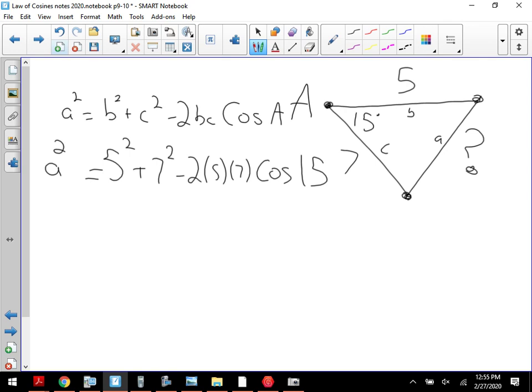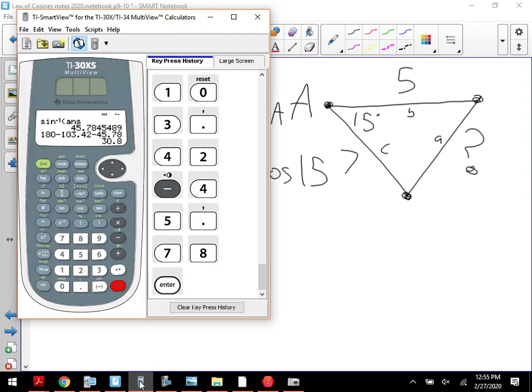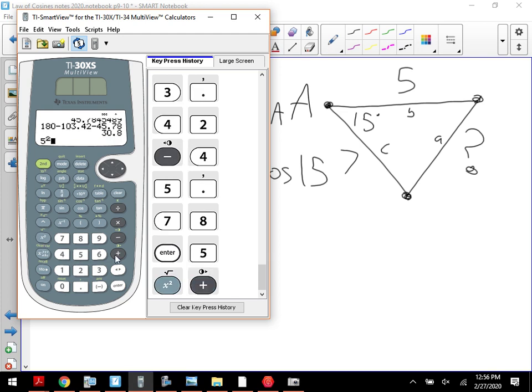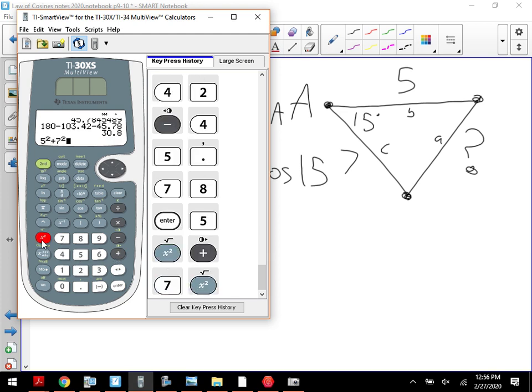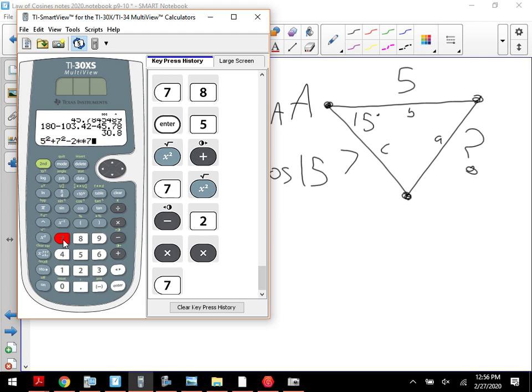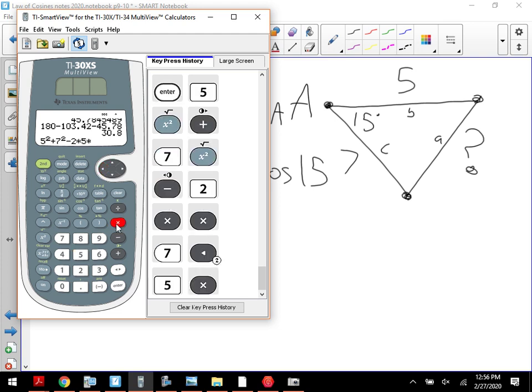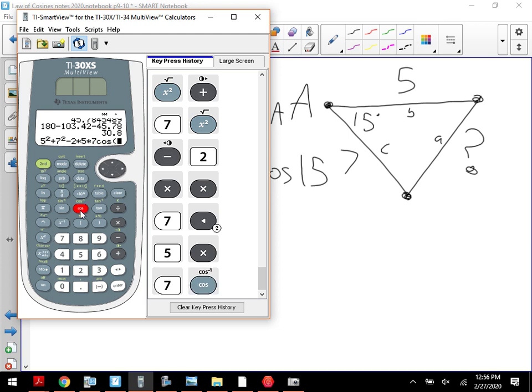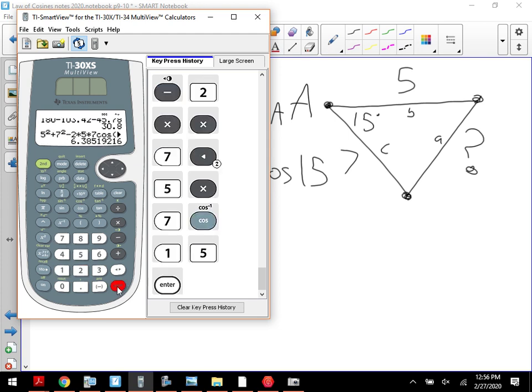Anyway, so at this point you would type everything here on the right because you're trying to find the unknown on the left. So in the calculator, we had 5 squared plus 7 squared minus 2 times 5 times 7 cosine 15, and I hit enter. This number is a squared, all right?